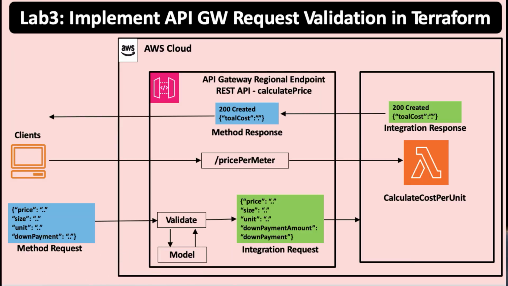Hi, today we are going to learn how to implement request validation for REST API in API Gateway. We are going to implement the entire solution architecture in Terraform using the production ready configuration. Let's get started.